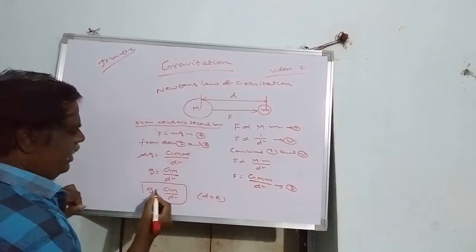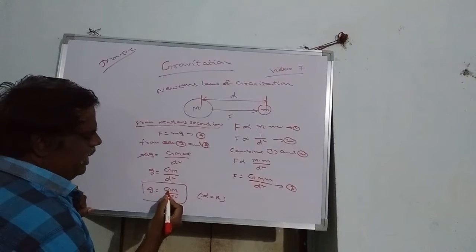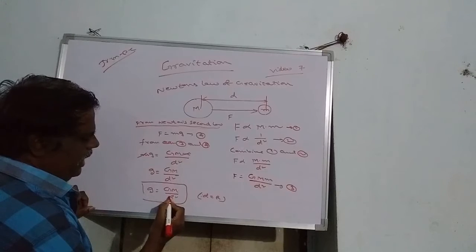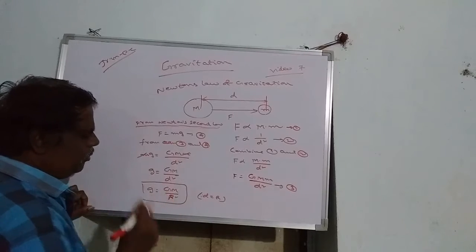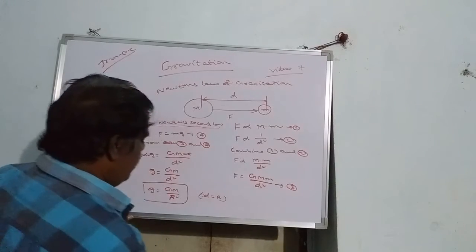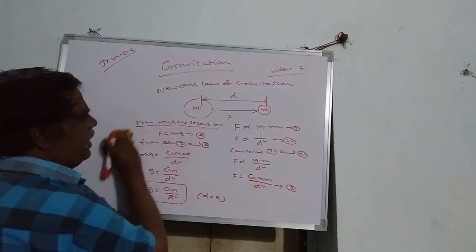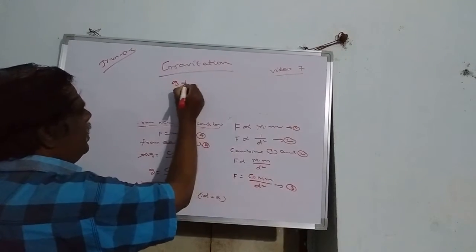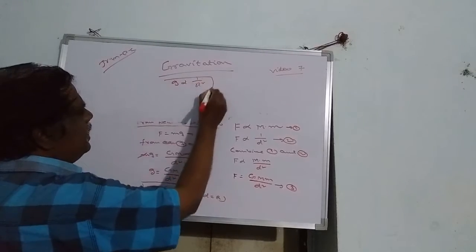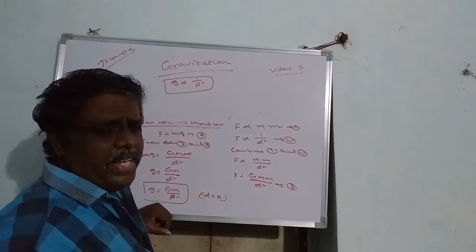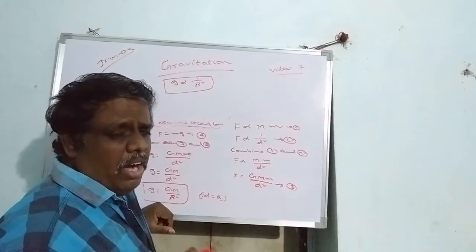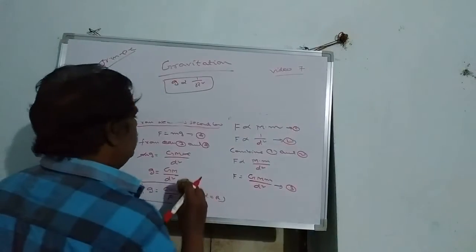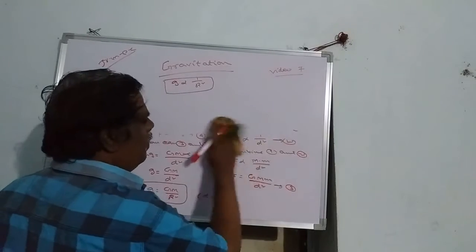That means here small g is the acceleration due to gravity, capital G is the universal gravitational constant, M is the mass of the planet, and R is the radius of the planet. g is equal to GM by R square. That means the relation between small g and R is always inversely proportional. If the radius of the planet increases, acceleration due to gravity on the planet will decrease, because these are inversely proportional. So this is from Newton's law of gravitation.